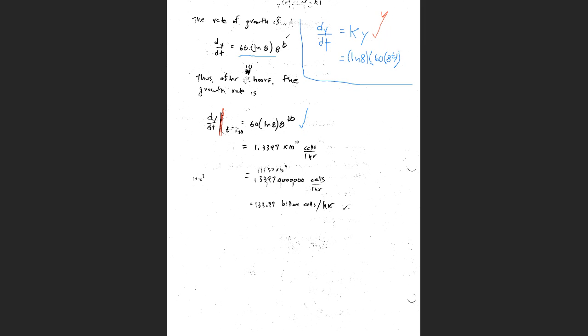So this is 1.3397 times 10 to the 11th power, and the units are cells per 1 hour, cells per hour. Okay, and then if we write it out, you know how to work with scientific notation. You're going to move the decimal point. How many places to the right?